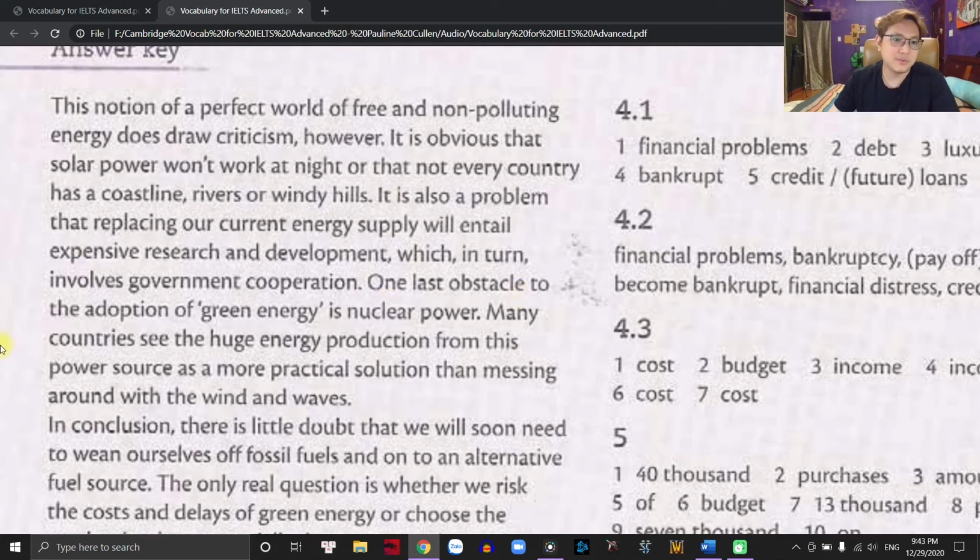One last obstacle to the adoption of green energy is nuclear power. Many countries see the huge energy production from this energy power source as a more practical solution than messing around with the wind and waves.